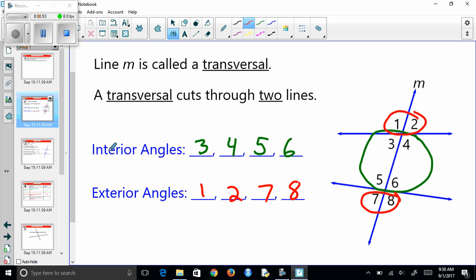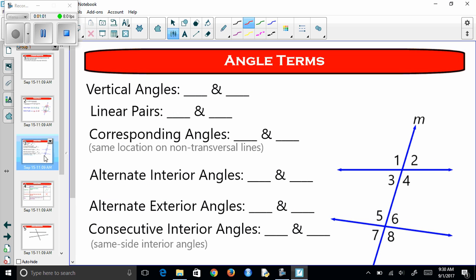There's a surprisingly large number of terms associated with this particular situation because it pops up a lot in geometry. Now the first two we've already learned about, vertical angles. We could say 1 and 4 because they're across from each other. We could also say 2 and 3, 5 and 8, and 6 and 7. Any of those would be a good answer for this.